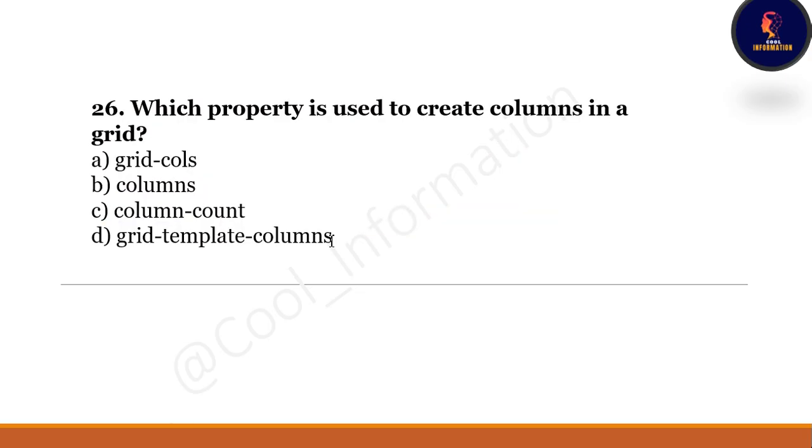Next question, which property is used to create columns in a grid? Option A, grid calls. Option B, columns. Option C, columns count. And last option is grid template columns. Correct option is option number D only. Grid template columns is the property used to create columns in a grid.